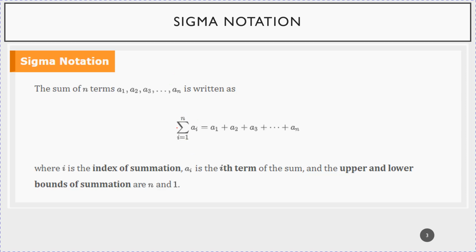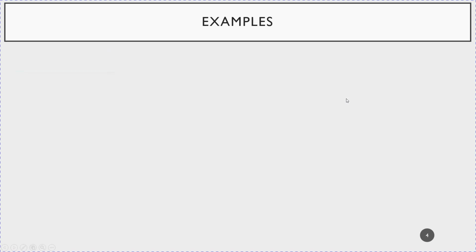Let's do some pretty simple examples of this, just so you can see how to use this sigma notation. In each of these examples, we want to find the sum. Here is the first one: the sum of i, with i starting at 1 and going to 4.